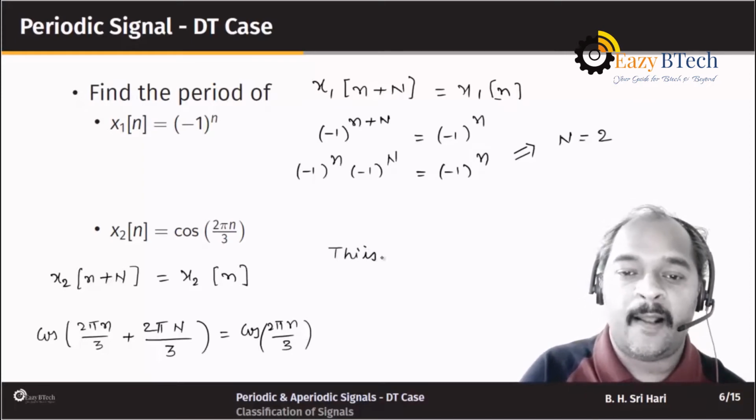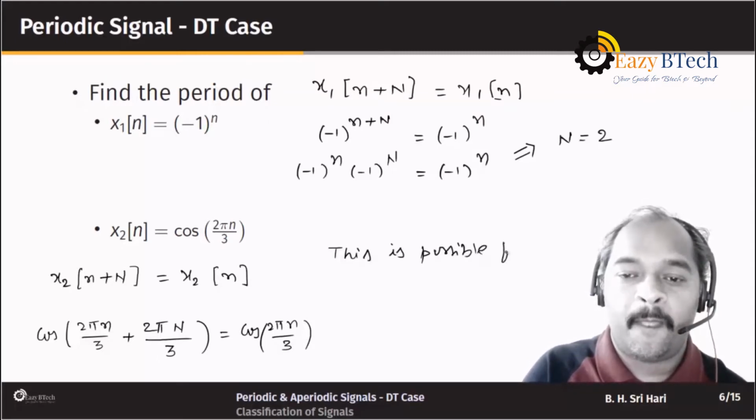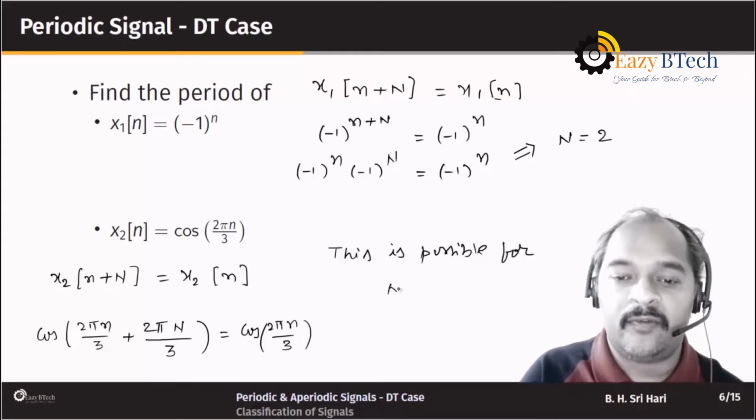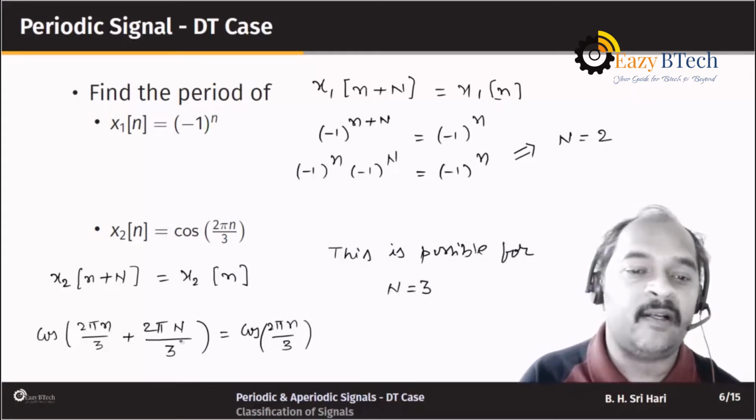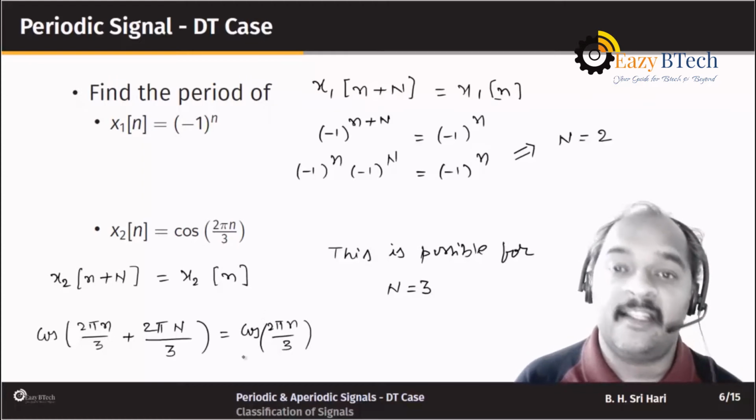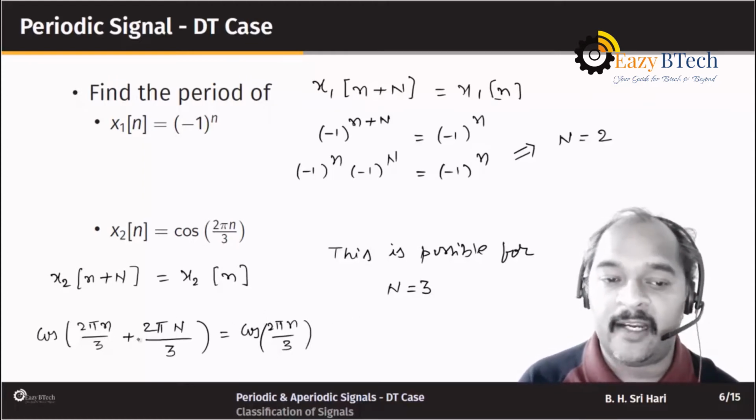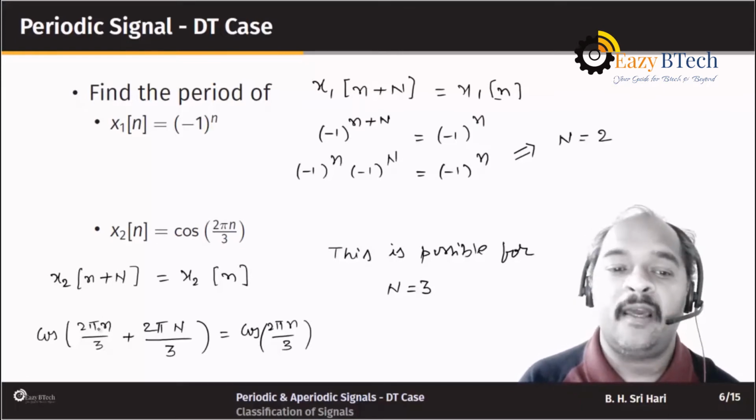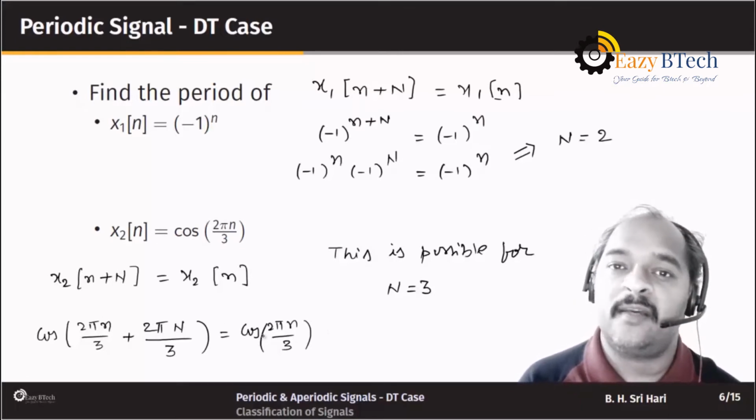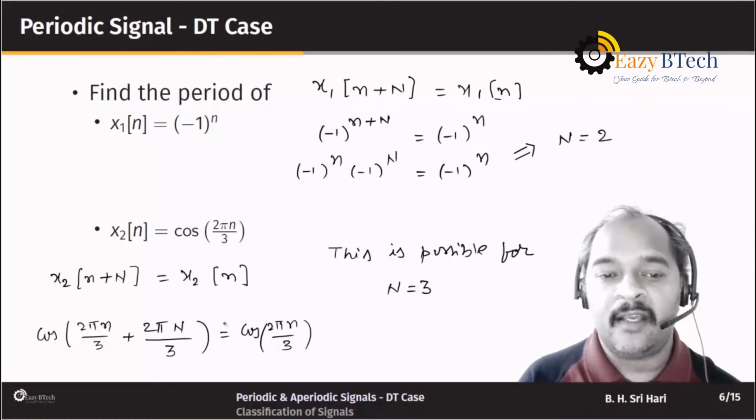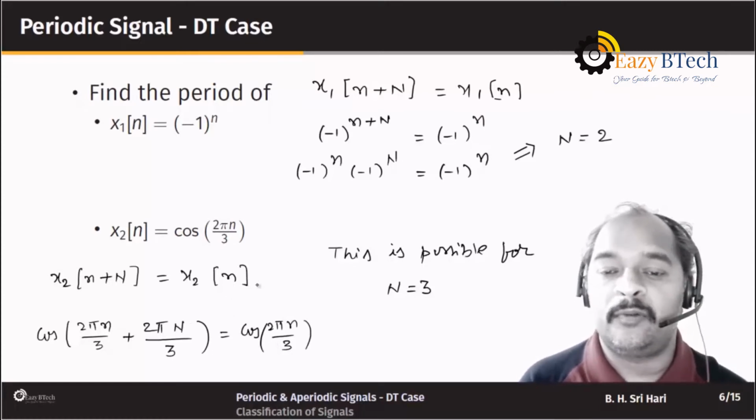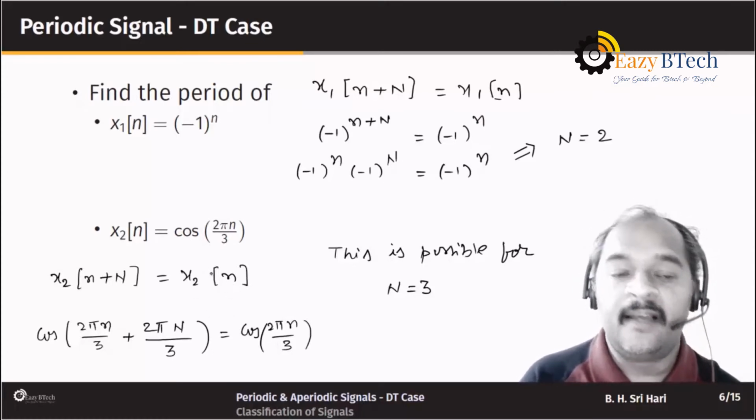So this is possible for n equal to 3. And hence what do we say? We say that the fundamental period of the second signal is how much? 3. Okay, if you replace n with 3, so 3 will get cancelled. We get cos of 2 pi plus 2 pi n by 3, which is nothing but cos 2 pi n by 3. And hence what do we say? N equal to 3 is the fundamental period of the second signal.